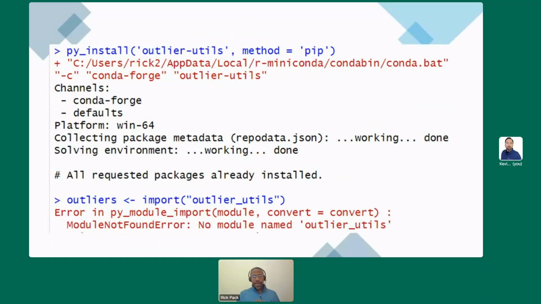So when you're working with the reticulate package, there could be a surprising failure of packages to work. In this case, I wanted to use the outlier_utils package. At first, there was a failure using the py_install function. By including method equals pip, the package seemed to install just fine, as you can see on this line. The communication is that the package was already installed at this time. But then when I attempted to import it, no module named outlier_utils was the error. I could do nothing with that package.